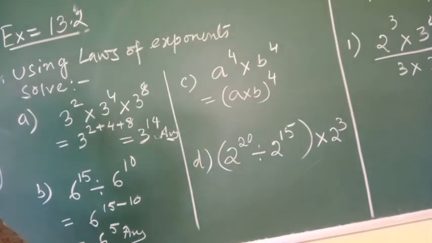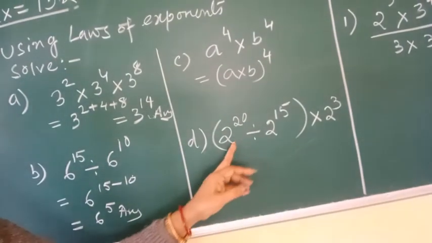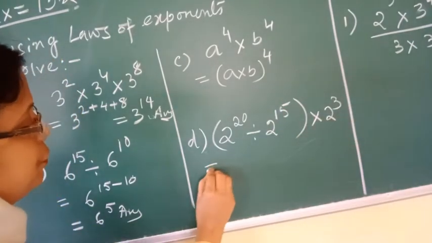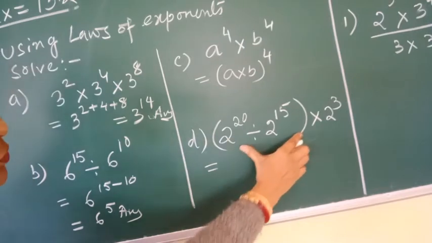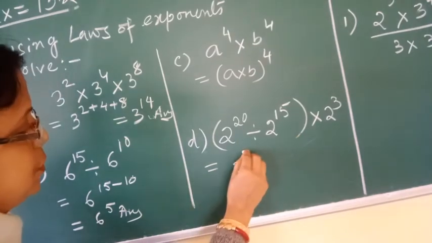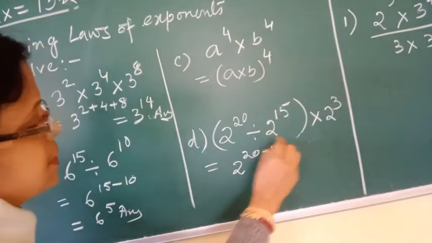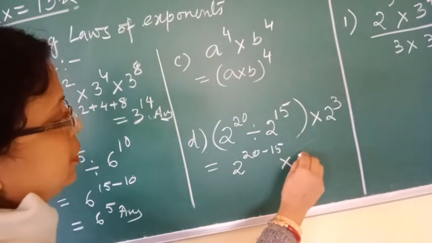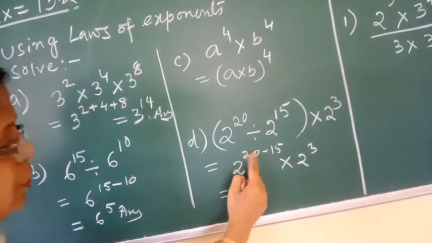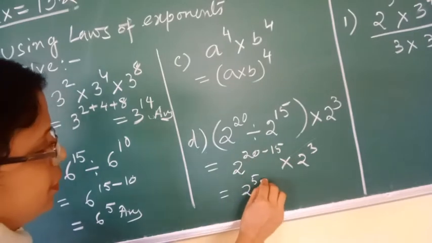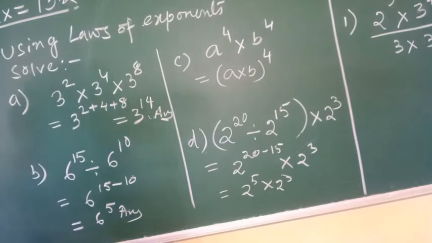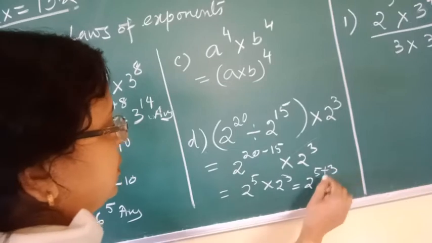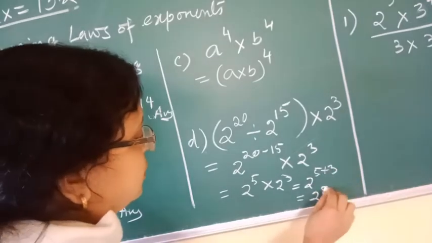Next sum: I have given 2 to the power 20 divided by 2 to the power 15, into 2 to the power 3. So first we have to complete the work given in the bracket. So 2 to the power 20 minus 15, as the division sign is there. Then inside the bracket whatever the work is done, then 2 to the power 3. When you complete this one, 2 to the power 5 into 2 to the power 3, what you will get? You will get 2 to the power 5 plus 3 equal to 2 to the power 8.